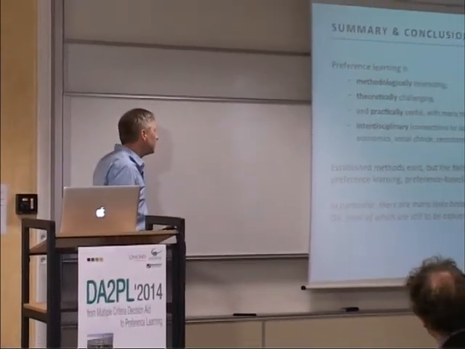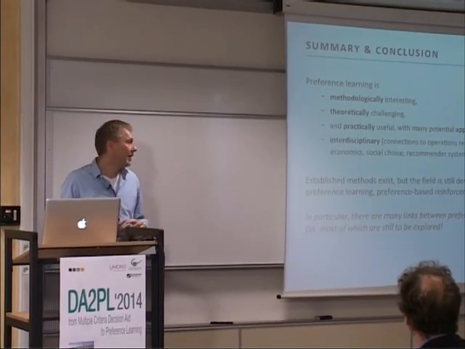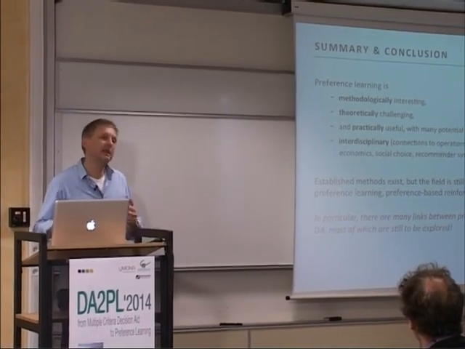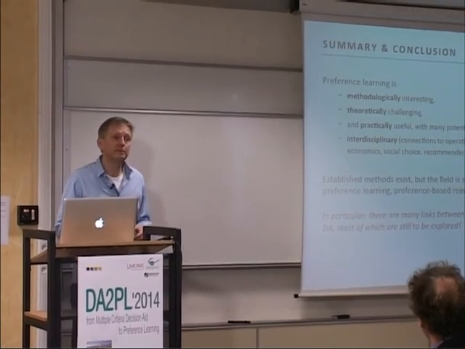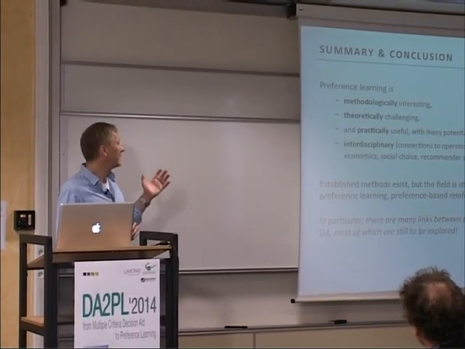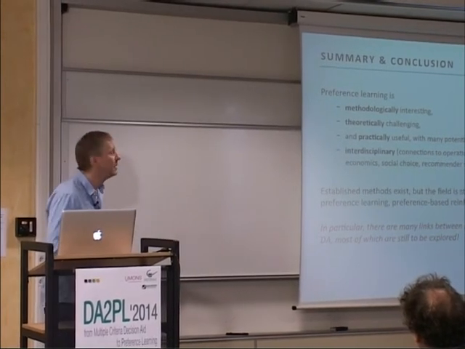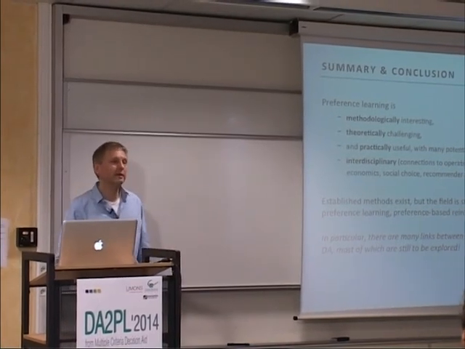And very important for this workshop here, I think there are really many links between preference learning on the one side and decision aid, multi-criteria decision aid, on the other side. And most of them are still to be explored. So I have given one example here, what I called multi-criteria preference learning, but there are many other things that one may look at. And this is what this workshop, I think, is really good for.